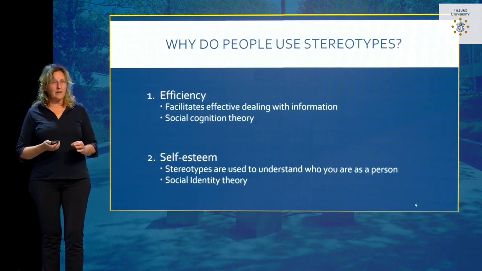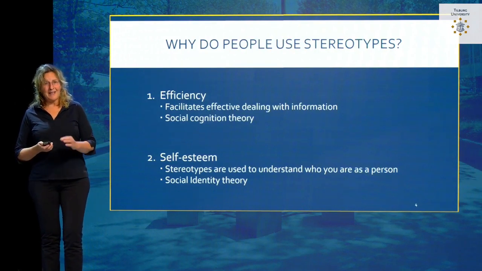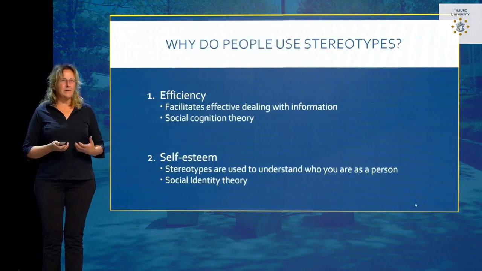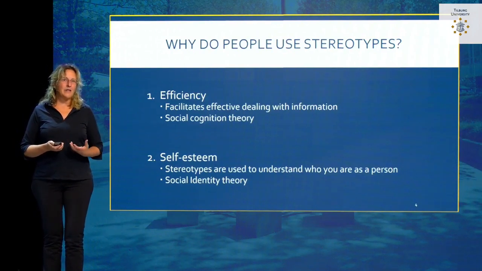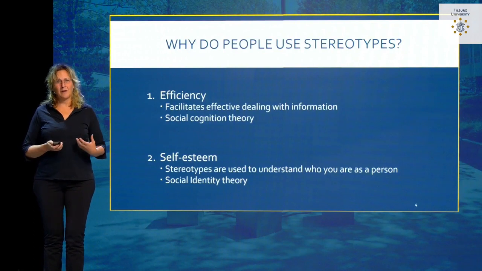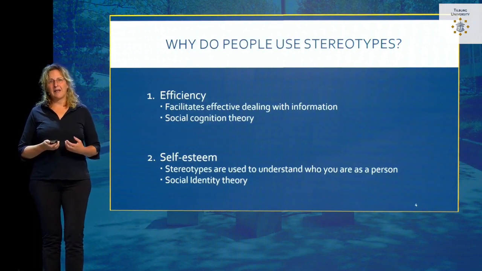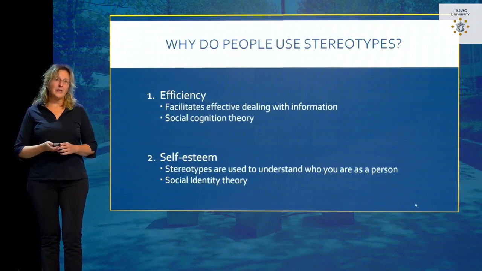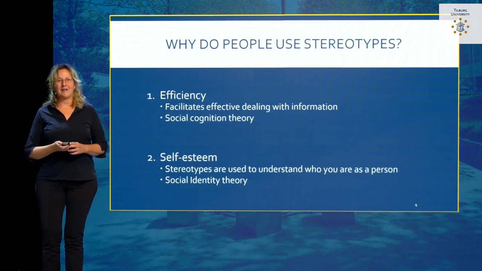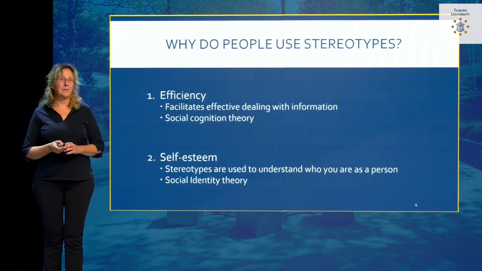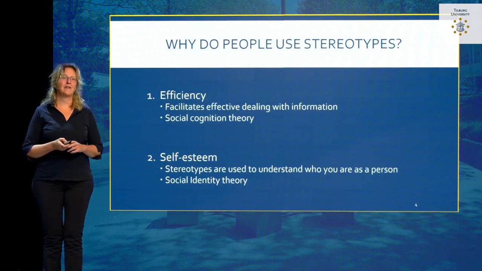Also, stereotypes about other people say something about ourselves. So it is a way to define who we are as a person. It is a way to maintain our self-esteem. And these kind of group cognitions are explicated in social identity theory, which I will discuss after discussing the mind itself. So what happens in your mind when you see people that are of another group?